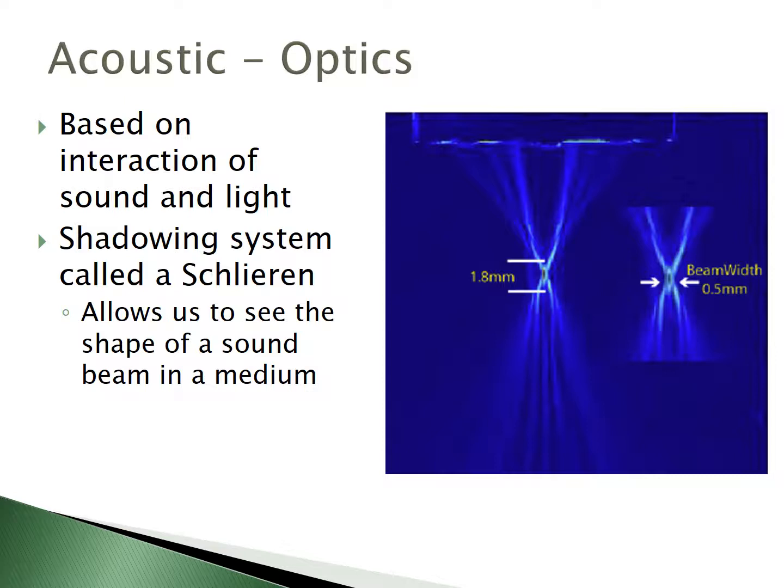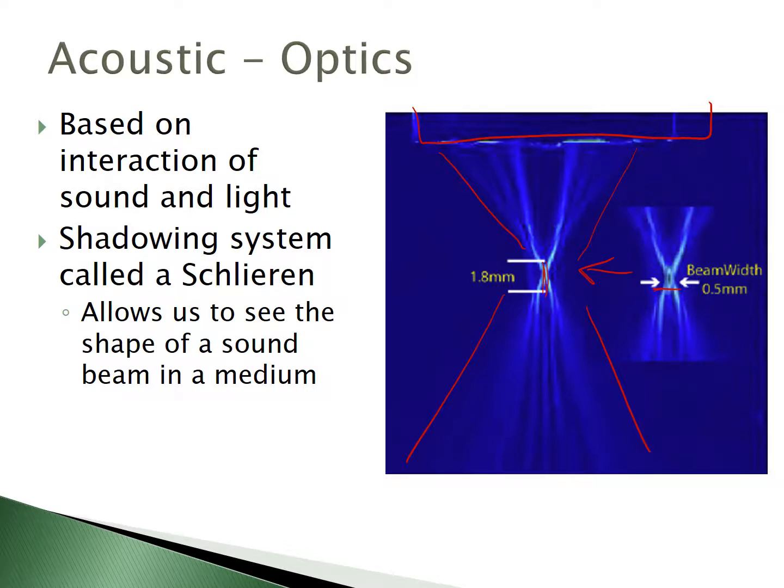ultrasound intensities, but this is the transducer face up here, and we can see the ultrasound beam coming out to the focal point and then diverging out at the far field. So it's actually very interesting. We can then see the beam's width and we can see the beam's axial resolution in this. So in this instance, the axial resolution is 1.8 millimeters and the beam width is 0.5 millimeters.